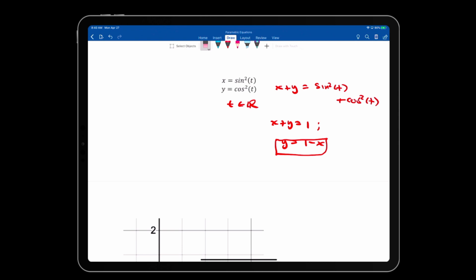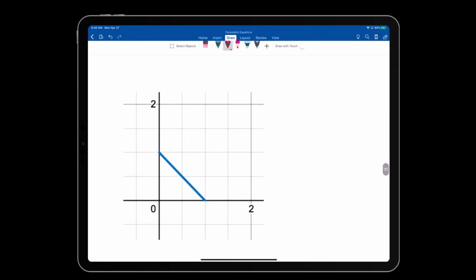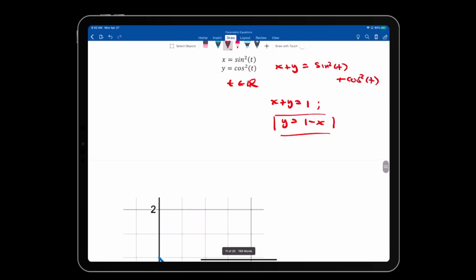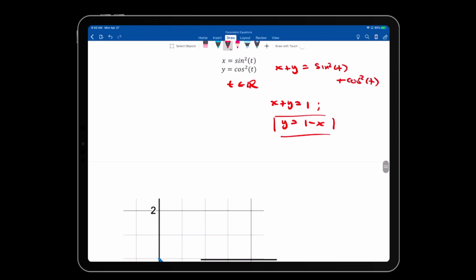This is not the iPad, well, it is the iPad, but it's not Notability. So that means my line here, right? So there's a curve that you may recognize. But it's a line segment. So I want you guys to think about, why is this a line segment?